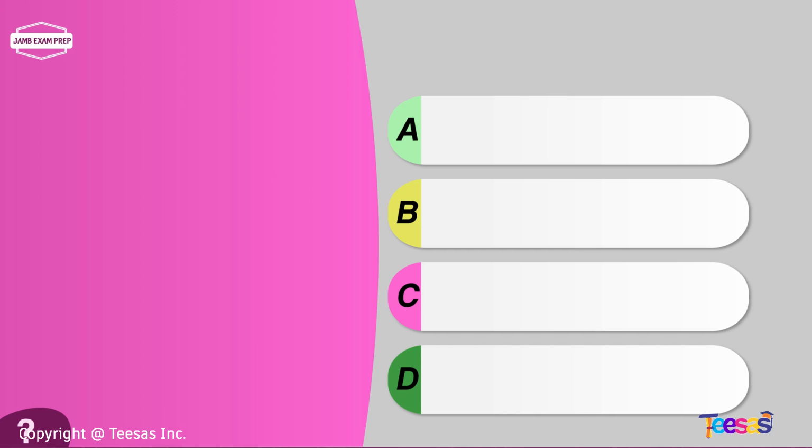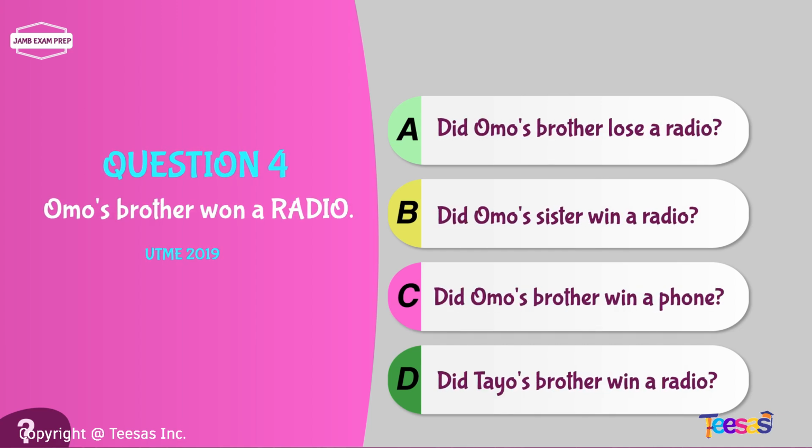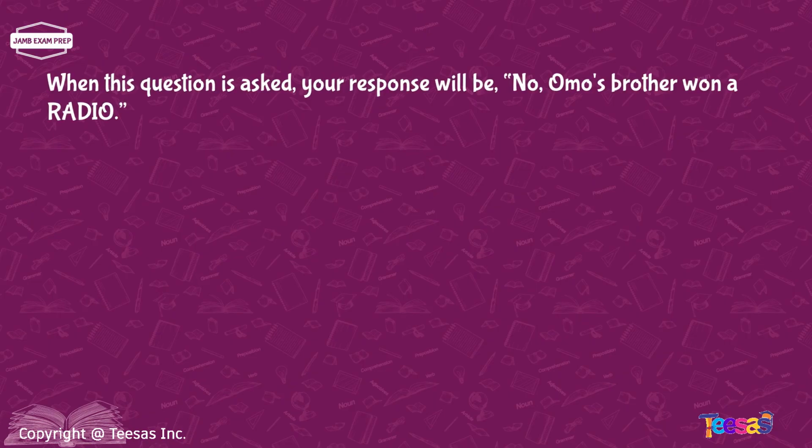Question 4. Omo's brother won a radio. The corresponding question to this statement is option C. Did Omo's brother win a phone? When this question is asked, your response will be no. Omo's brother won a radio.